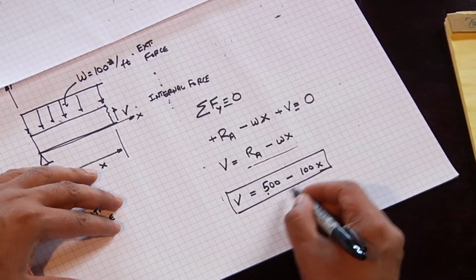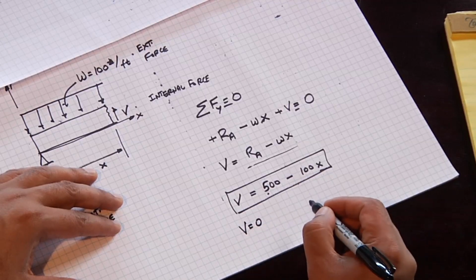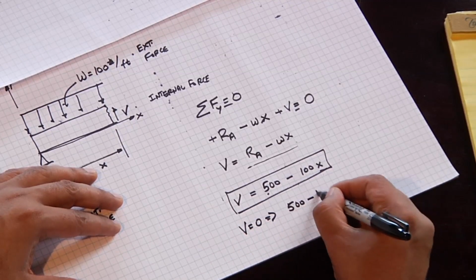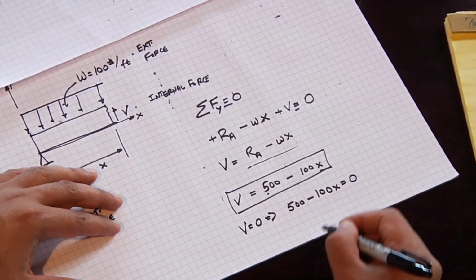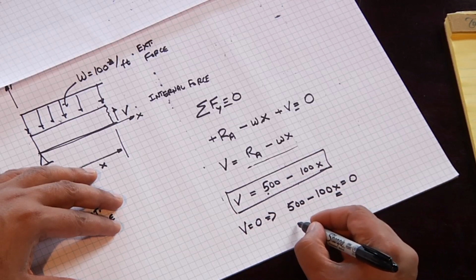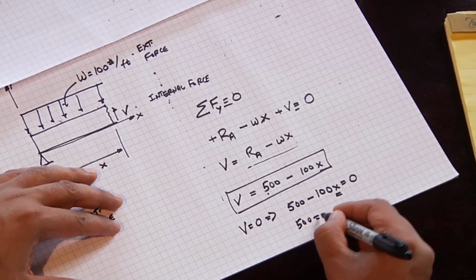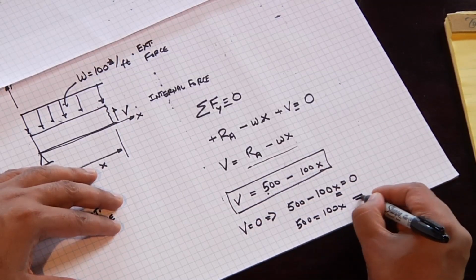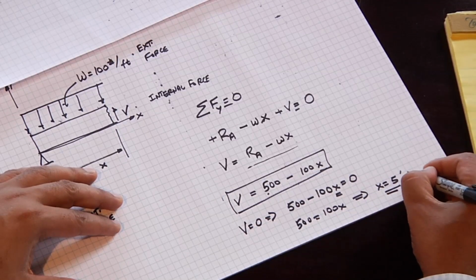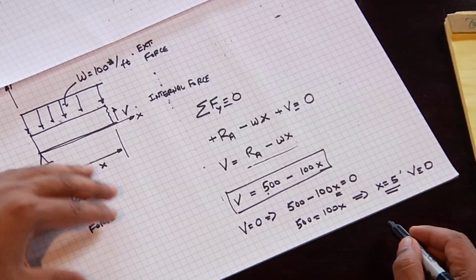And so at some point the shear will equal 0. In order to find out where the shear is equal to 0, we set the equation equal to 0 and we solve for X. And if we do that, we have 500 equals 100X, which tells us that X is equal to 5 feet. At X equals 5 feet, our shear is 0.